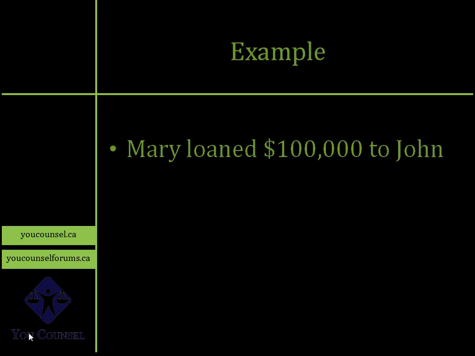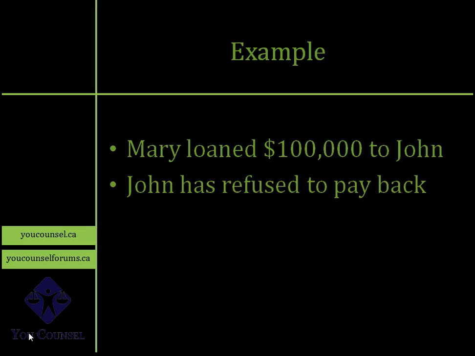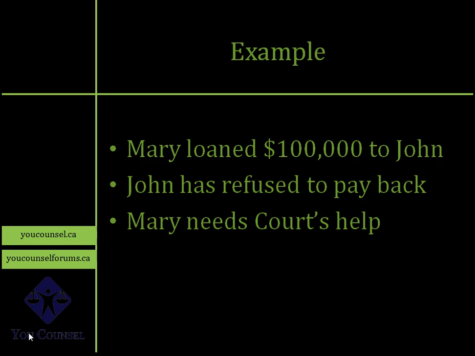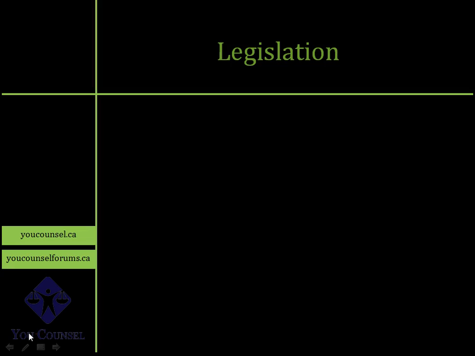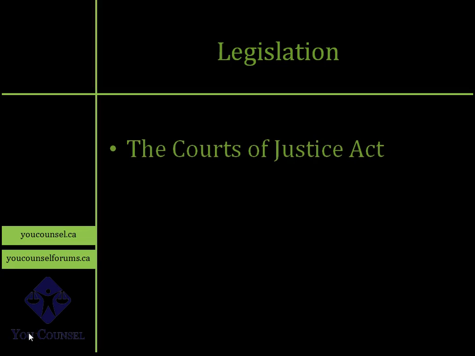And we'll start with the basic example that we had used in other lectures. The case that we prepared was Mary had loaned $100,000 to John. John has refused to pay back that money, and then Mary has gone to the court to seek a judgment against John for $100,000.